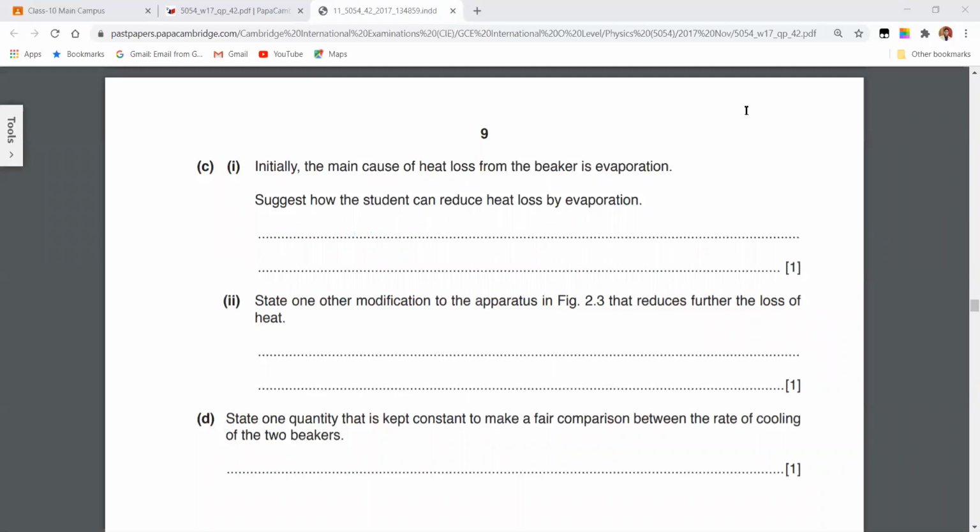Okay, so can you go to this one, C1? Finally C1, can you read C1? Yes, sir. Initially, the main cause of heat loss from the beaker is evaporation. Suggest how the student can reduce heat loss by evaporation. So you saw we were writing the answer, right? Then you tell us what the answer is.